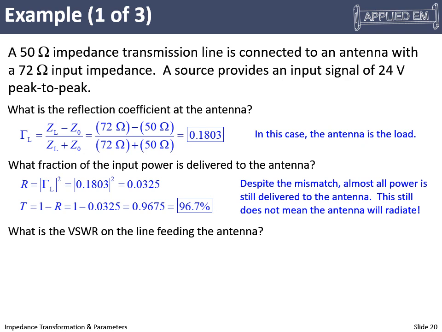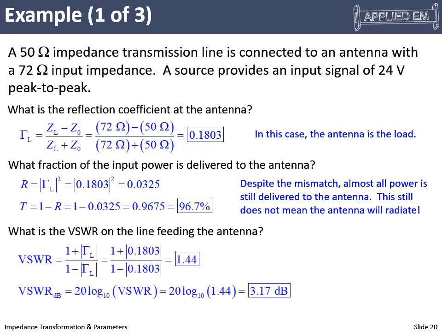Okay, what's the VSWR on the line feeding the antenna? Well, we know our reflection coefficient, so we look to our equation for calculating VSWR given reflection coefficient, plug in our numbers, and we get 1.44. We can also express VSWR in dB, and we get about a 3 dB VSWR. That's considered a relatively low VSWR.